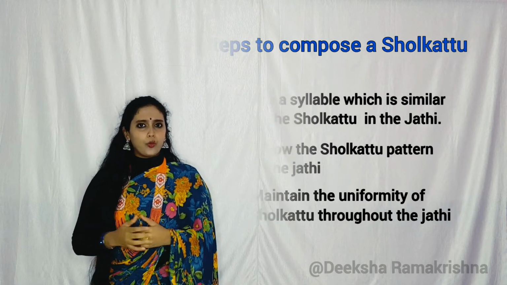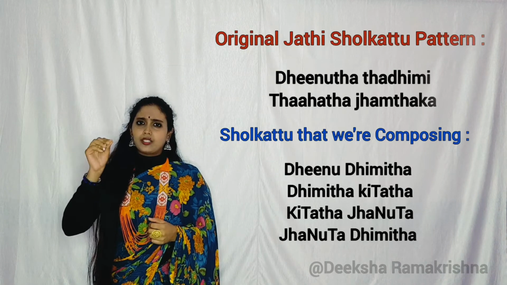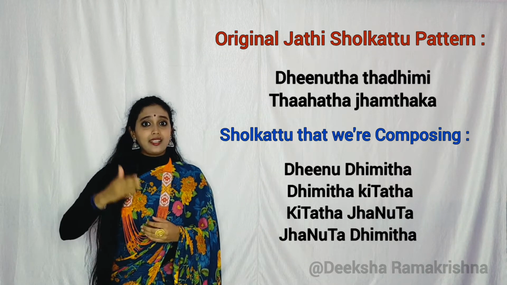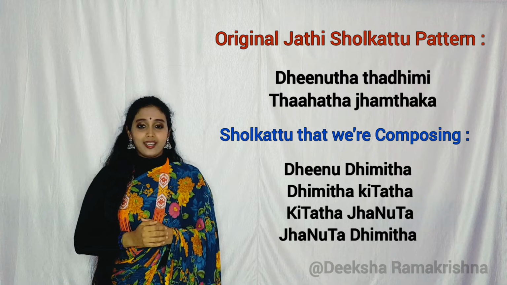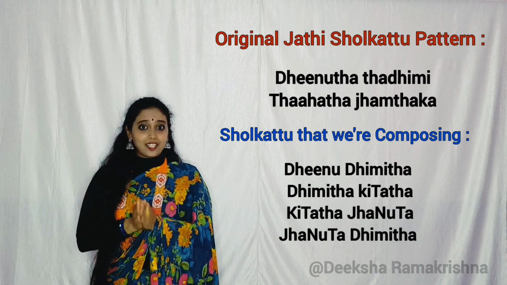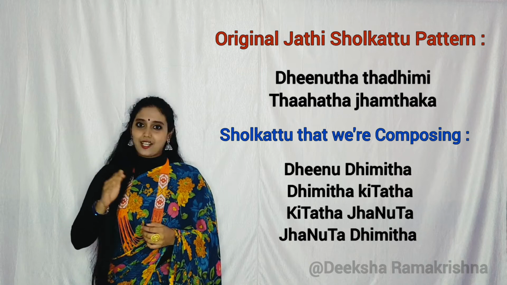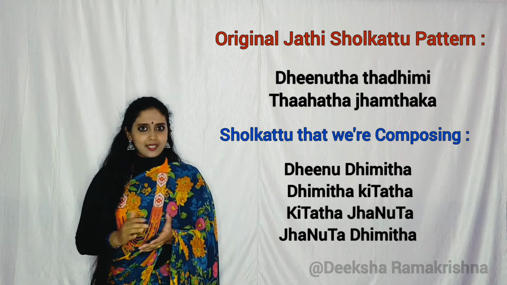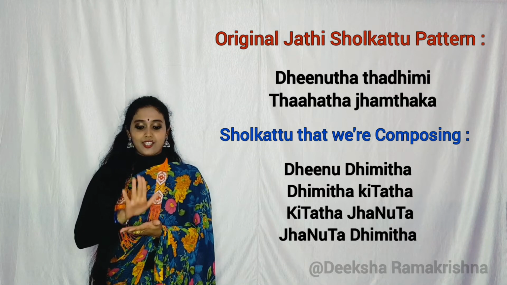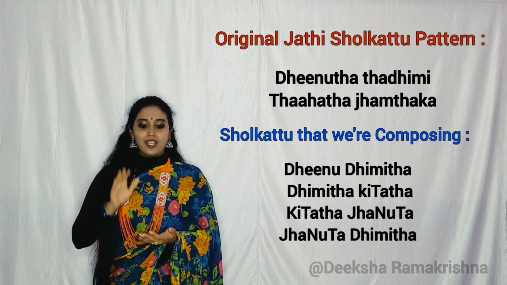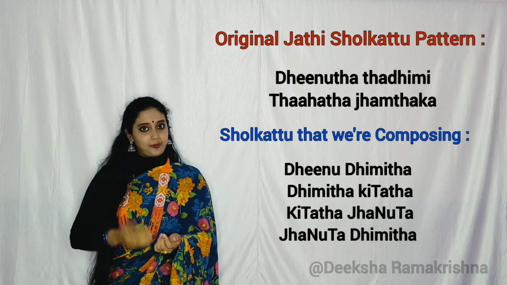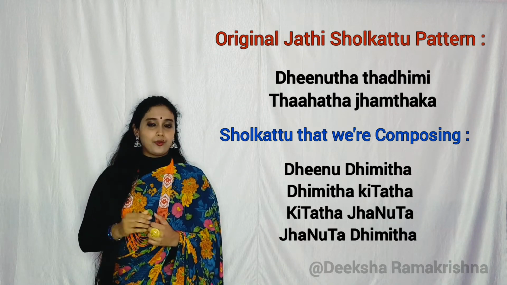So I would like to go with something like Dheenu dhimita dhimita kitata kitata jhanuta jhanuta dhimita. So even though it is in takita takita takita takita format, 3 into 8 will give us 24 and that is the exact count we need to fill for that 6 counts, right? So shall we try this? Dheenu dhimita dhimita kitata kitata jhanuta jhanuta dhimita. See, 1 2 3 1 2 3 1 2 3 1 2 3 1 2 3 1 2 3 1 2 3 1 2 3. So this is exactly the 6 counts that we are looking for.